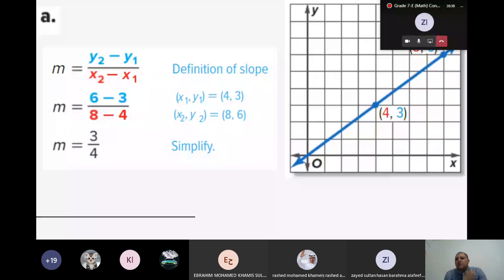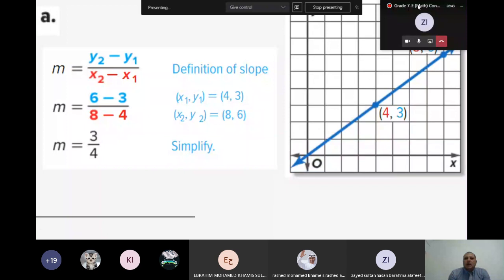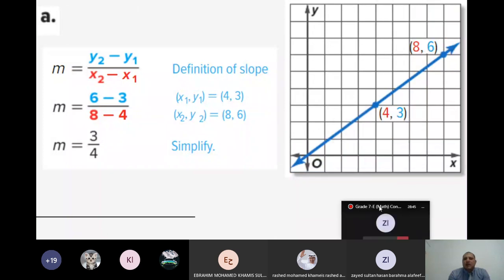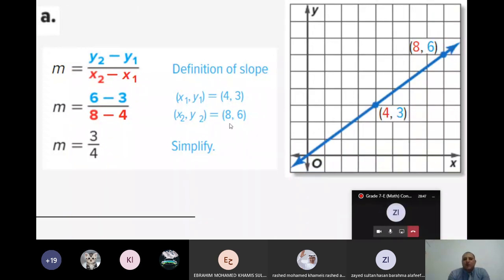If we call 4, 3 the x1, y1, and 8, 6 the x2, y2, then y2 is represented by 6, and y1 by 3, so we'll say y2 minus y1, or 6 minus 3, over x2 minus x1, which is 8 minus 4. 6 minus 3 is 3, 8 minus 4 is 4, so the slope is 3/4.